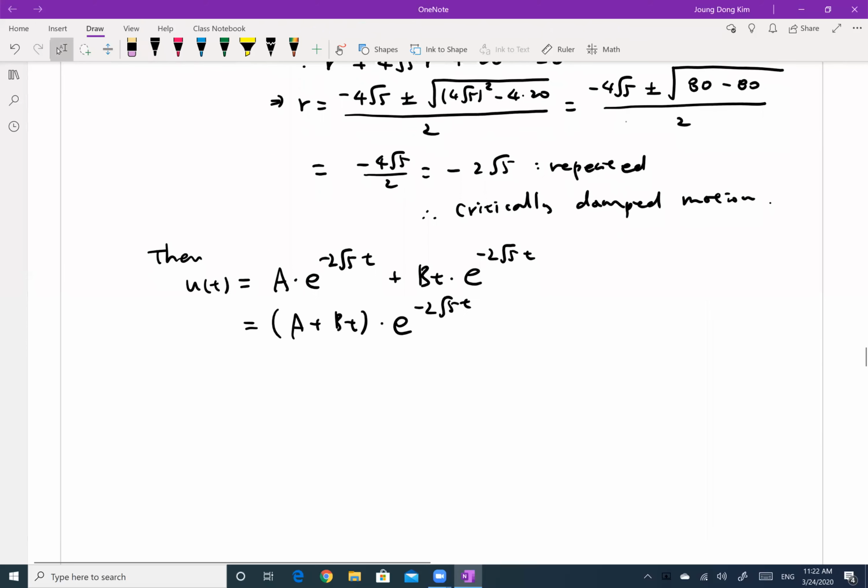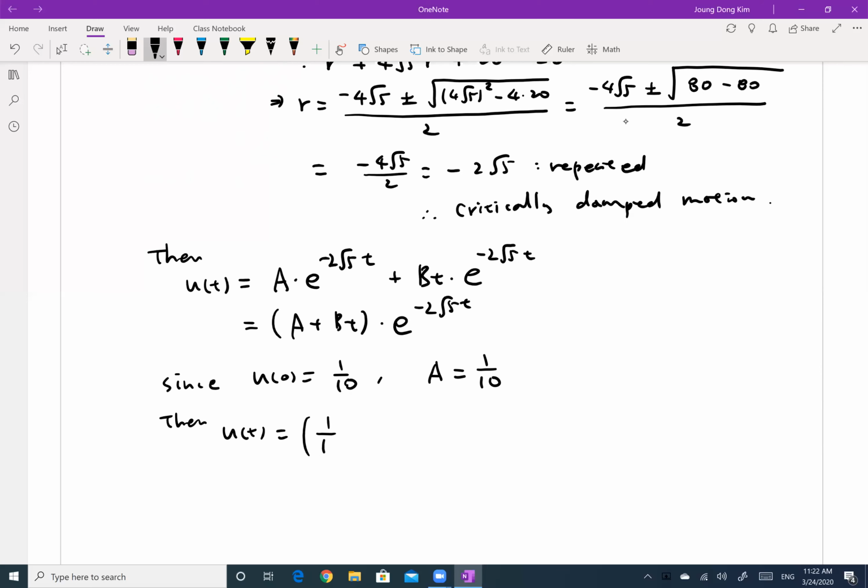Let me use the first initial condition, which is u of 0 equals 0.1, or we can just write it as 1 over 10. When you plug in 0, the B t part equals 0 and the exponential function part is equal to 1, so your A is equal to 1 over 10. Then we can update u(t) this way: 1 over 10 plus B t, since we still have to find the coefficient B, times e to the minus 2 square root of 5 t.